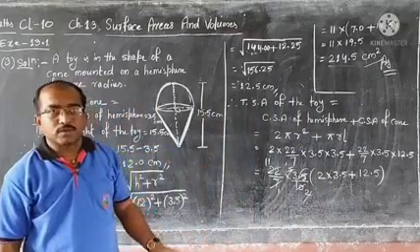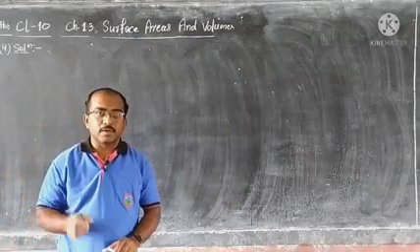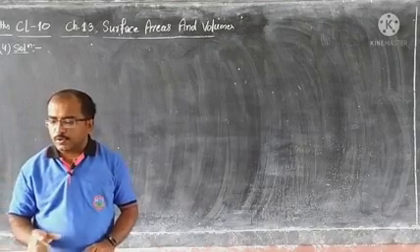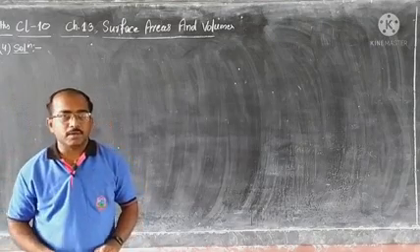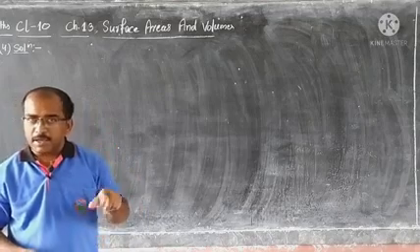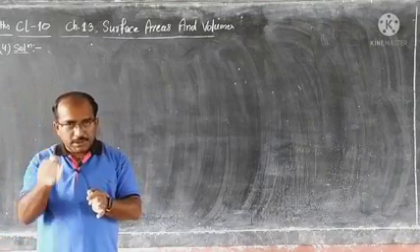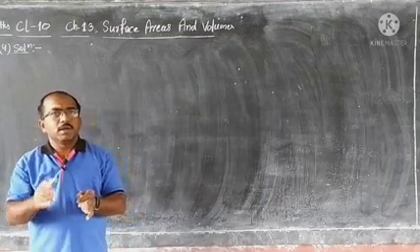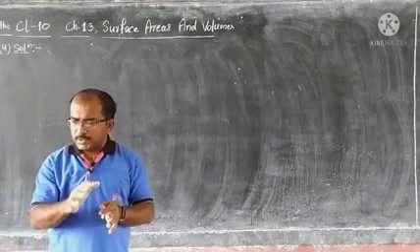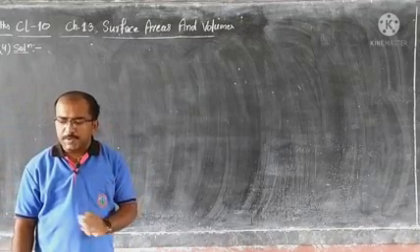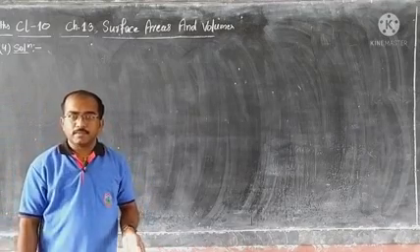Now, we will start the next question. Question number 4. So, let us read the question and know it first. The question is, a cubical block of side 7 centimeter is surmounted by a hemisphere. There is a cubical block and it is surmounted, meaning on the top of it there is a hemisphere. What is the greatest diameter this hemisphere can have?